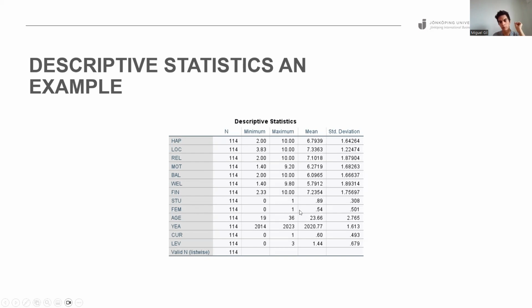We will go through this in the quant lab. So it means that 54% of this sample is women. The average age is 23, the youngest is 19, but the oldest is 36, so it's quite a young sample. So you can discuss a little bit here. As I said, one paragraph is enough.